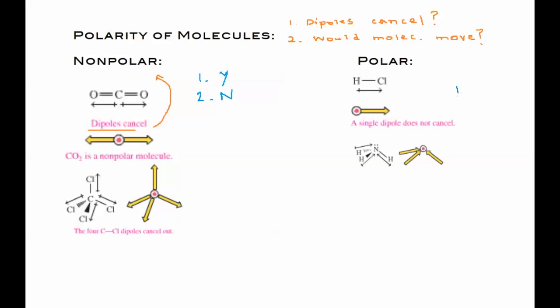So for a polar molecule, if the answer to number 1 is no, and the answer to number 2 is yes, then you have a polar molecule.